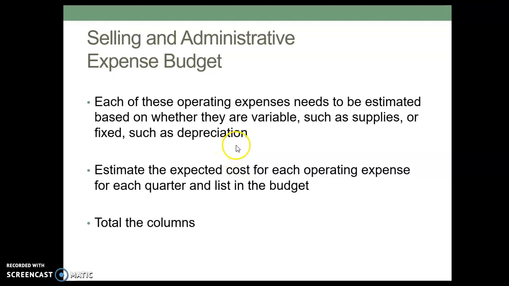So we need to go through those, and each expense that we have has to be decided whether it's variable, such as supplies, or maybe sales commission given to salespeople, or fixed, such as depreciation and rent and such. So we go through each one of those, and we estimate the expected cost for each operating expense for each quarter listed in the budget and total the columns.